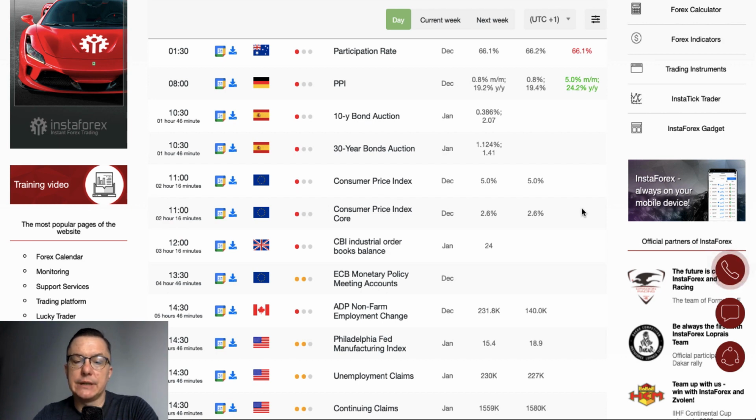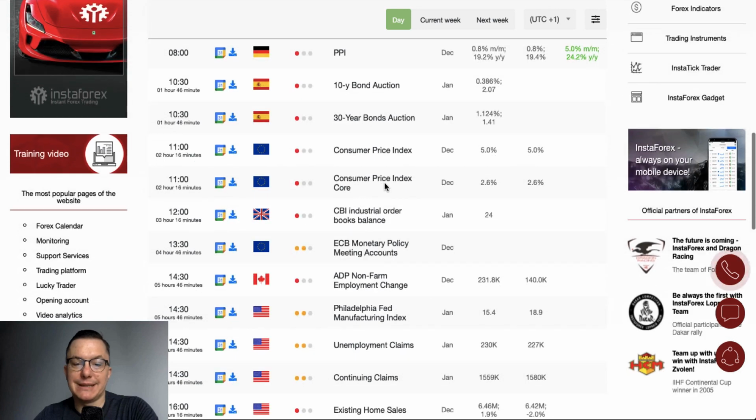The London session doesn't look that interesting because there isn't anything important during this session, except maybe the producer price index that grew from 0.8% to 5% in Germany, and the consumer price index from the Eurozone that is scheduled for release at 11 a.m. So please keep an eye on this one because the last reading was 5% and it might increase significantly.